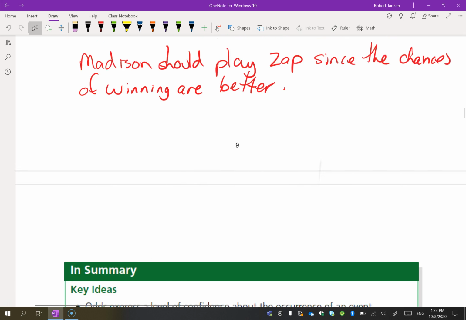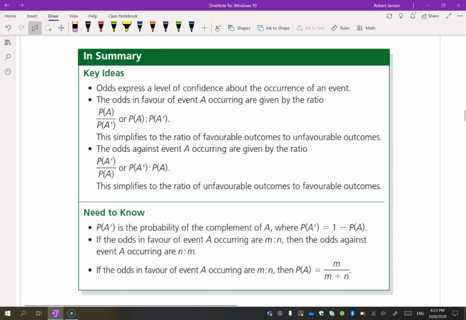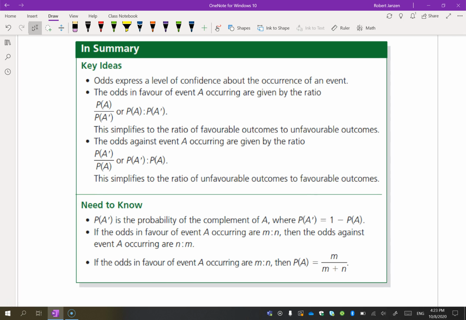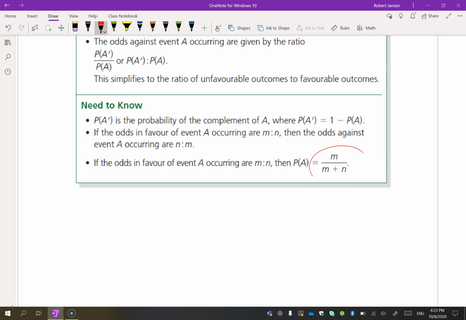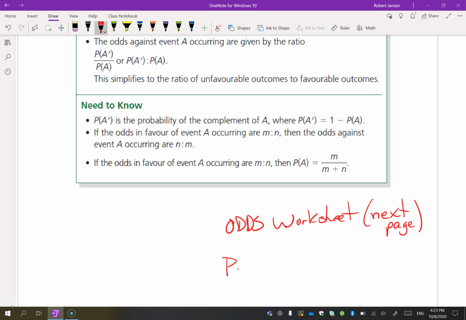All right. So a couple of key ideas that we've learned so far. You might want to go through those. There are some formulas like this that you probably don't need to know. That's probably more common sense. You can see that. I would like you to try the worksheet on odds. That's the next page. And you can also do page 310, numbers 1 to 16.